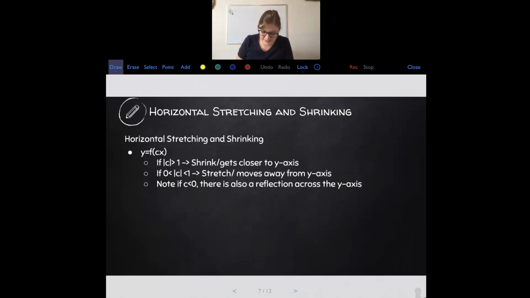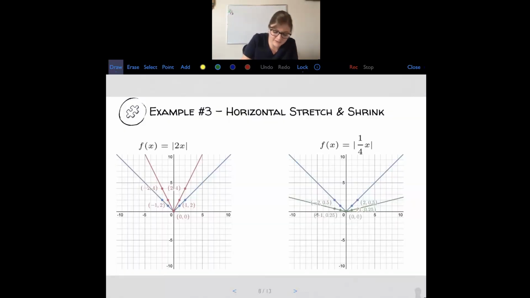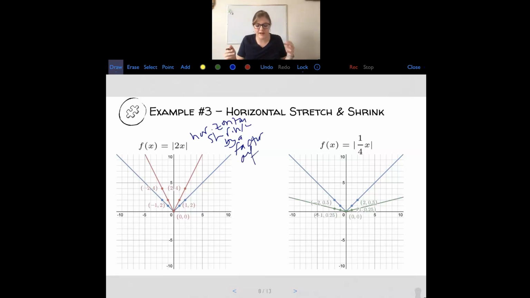Okay, so here's what this looks like. I've taken the parent function of absolute value of x. For f of x equals absolute value of 2x, this is a horizontal shrink by a factor of 2. And notice the red, and blue is the original, the parent function. This is trying to hug the y-axis. So that's my shrink. It's getting closer to the y-axis.